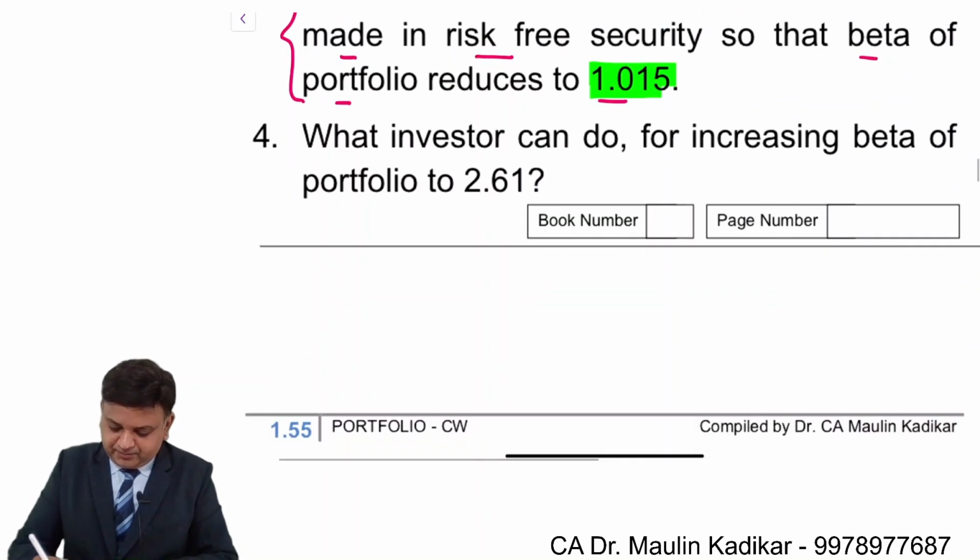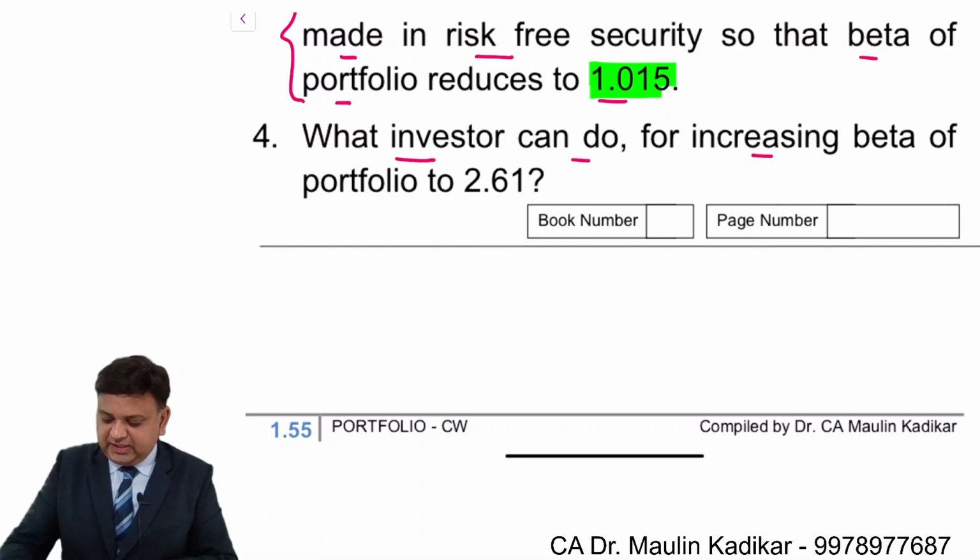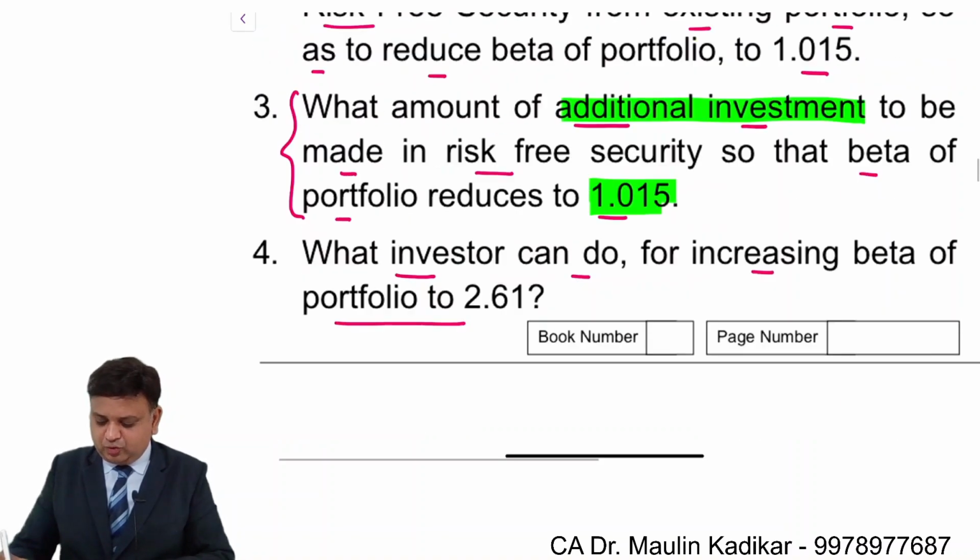Fourth question: what can the investor do for increasing the beta of the portfolio to 2.61?